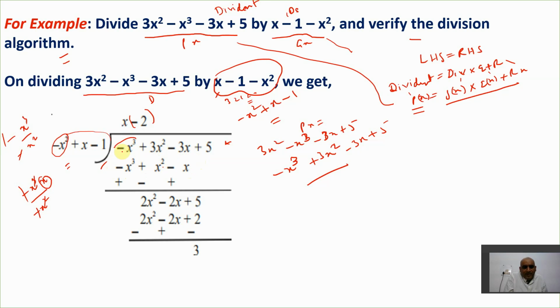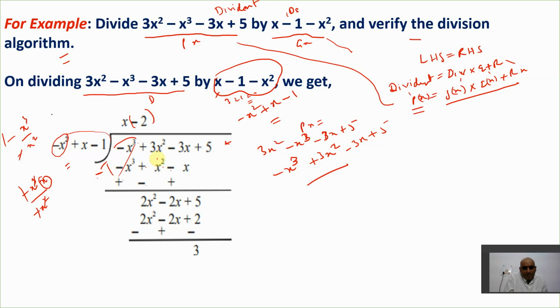If we subtract it, minus plus minus. After subtraction, this minus will become plus, and plus will become minus. We just need to change the sign. Minus will become plus, plus will become minus, and minus will become plus. So after this, they cancel out, because this minus and plus cancel out.